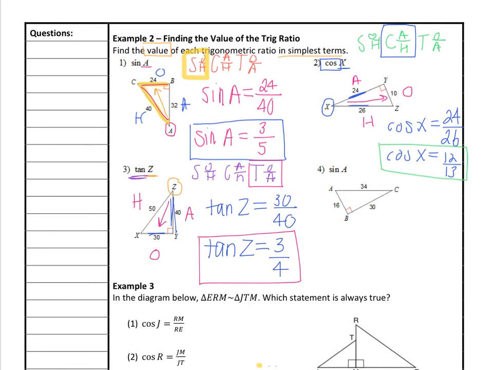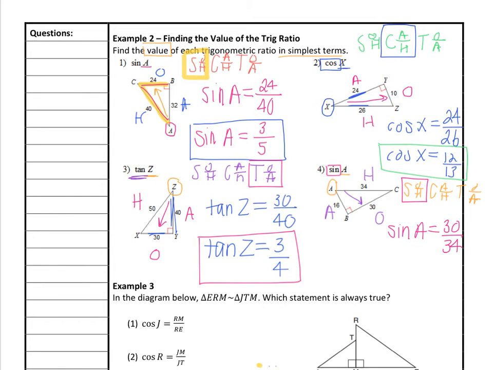All right? So pause the video right now for me. Try number 4 on your own. You're trying to find sine of A, and then press play when you're ready, and we'll copy that one down and make sure our answers match. So pause. Try it on your own. Okay, so I hope you tried that on your own.